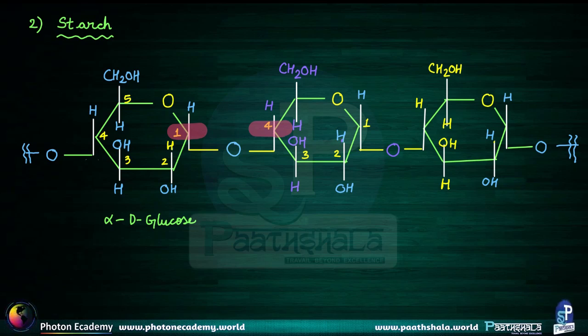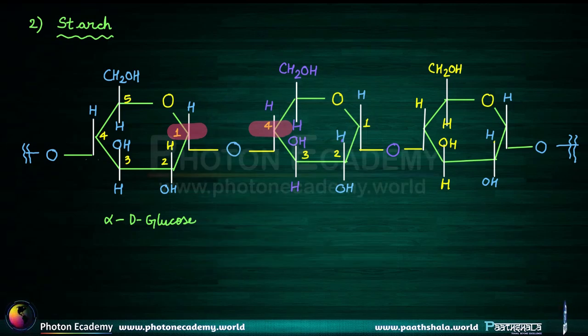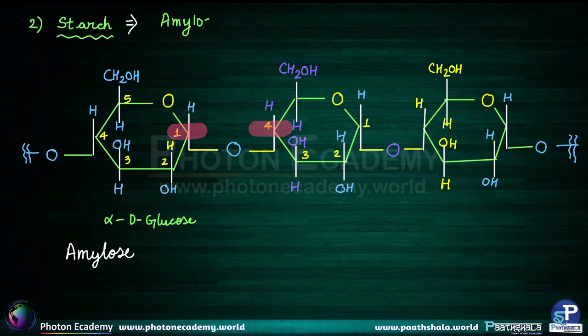Starch basically is made up of two components. This is the first component that we are seeing, which is a straight chain component, and this is called amylose. So the name of this is amylose. Starch basically is composed of two constituents, that is amylose, which we just saw, and the second one which we will see is amylopectin.